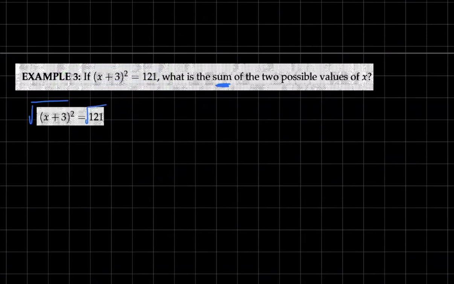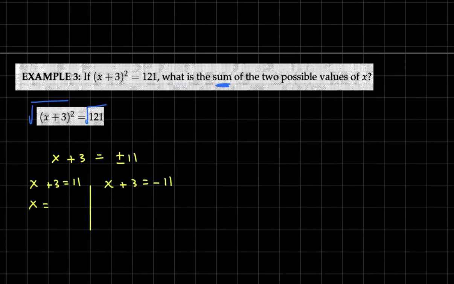So if you square, the square root will cancel the square, so you will get on this side x plus 3. What is the square root of 121? Is it 11? No, it's plus or minus 11. Okay, don't forget, it's plus or minus 11. That means we have two equations, x plus 3 equals 11 and x plus 3 equals negative 11.